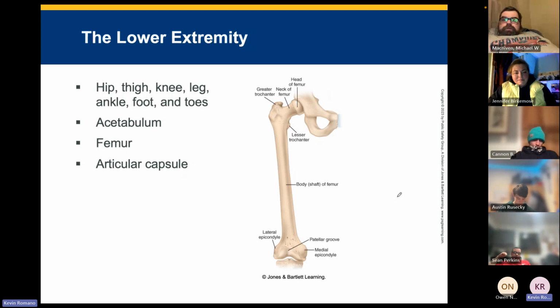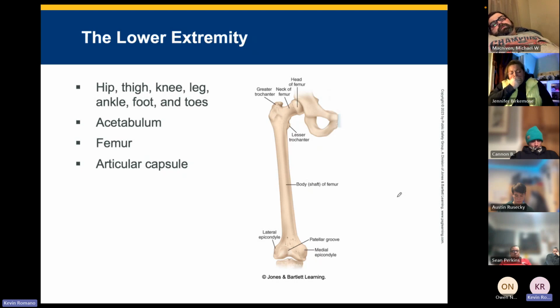All right, let's see. So the lower extremity is made of the hip, thigh, knee, leg, ankle, foot, and toes. The acetabulum is the socket of the ball and socket joint that connects the pelvic girdle with the lower extremity. I'm going to show you guys some interesting things on this. The femur is the longest and strongest bone of the body. The uppermost portion of the femur, the femoral head, articulates with the pelvic girdle at the acetabulum.